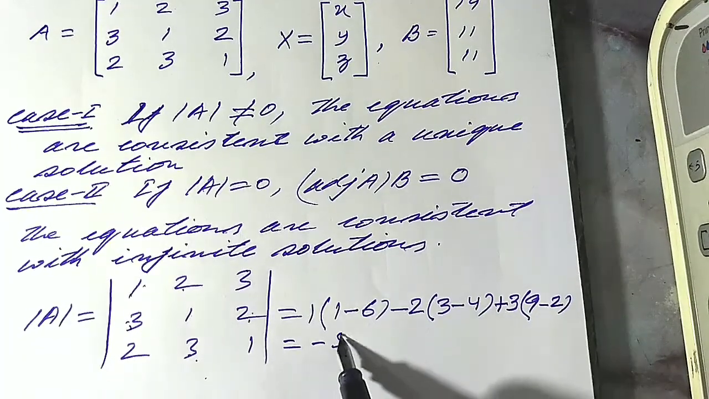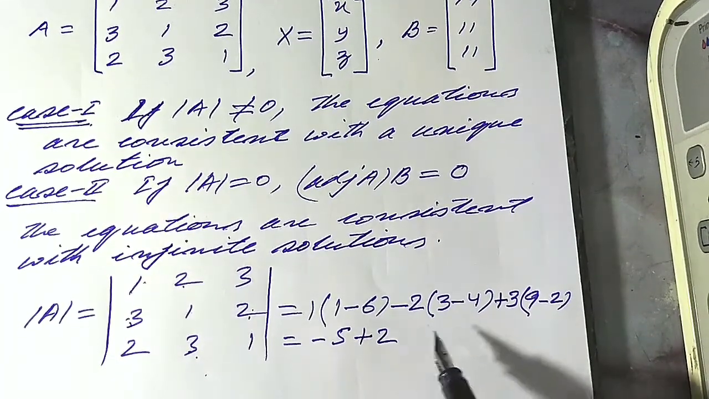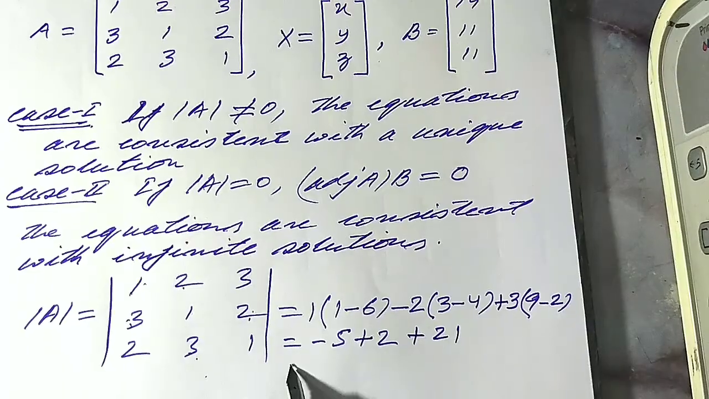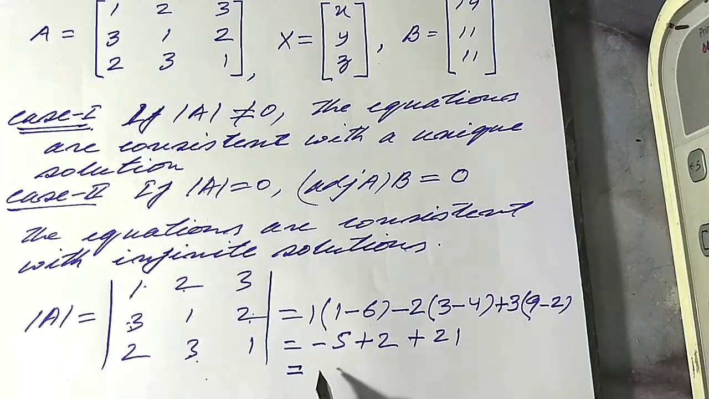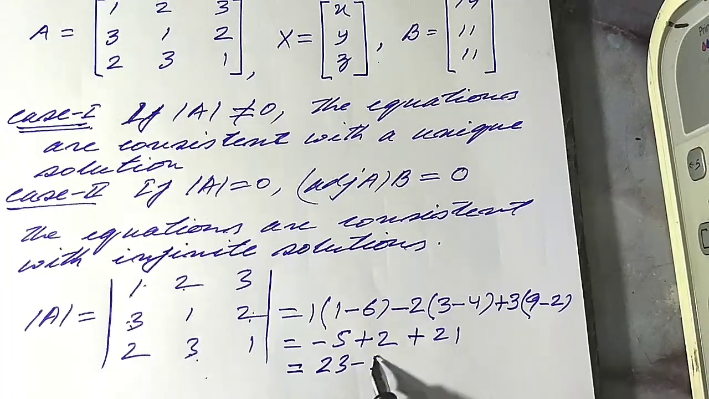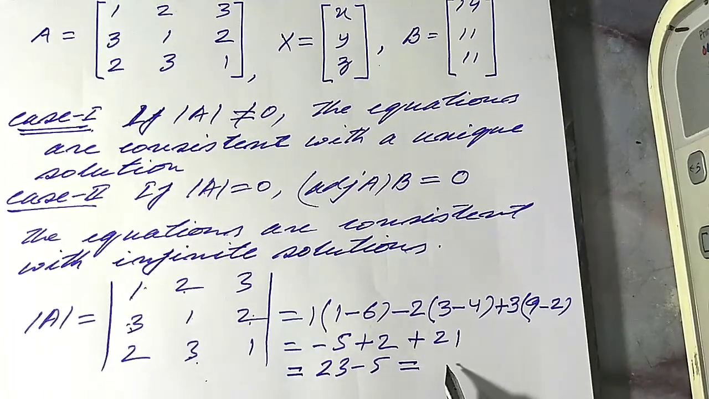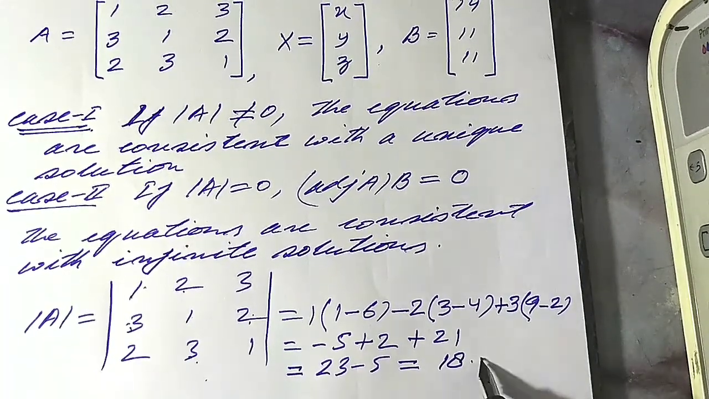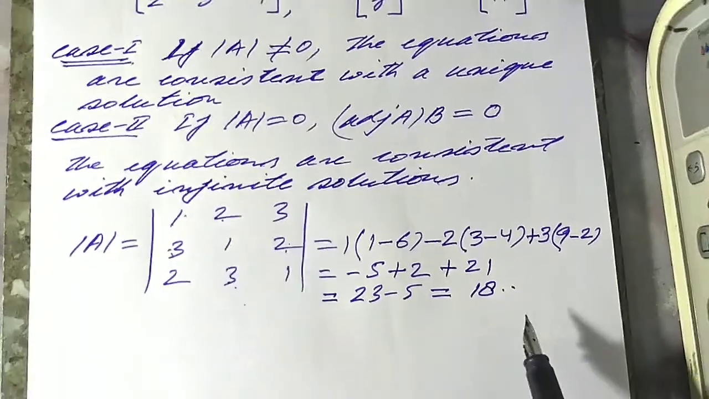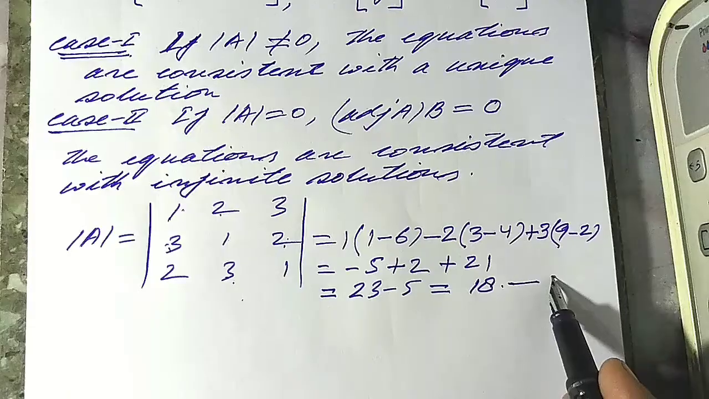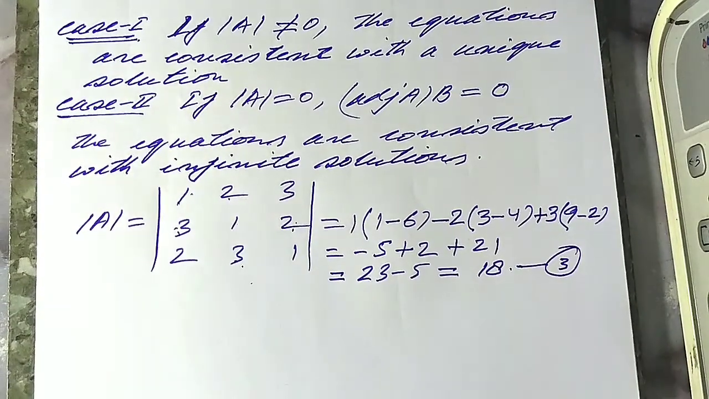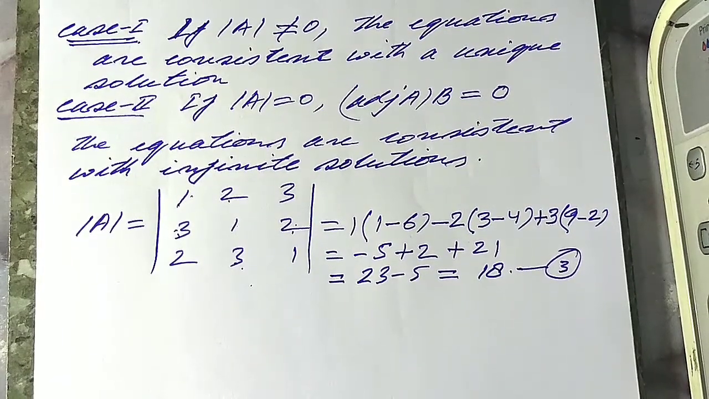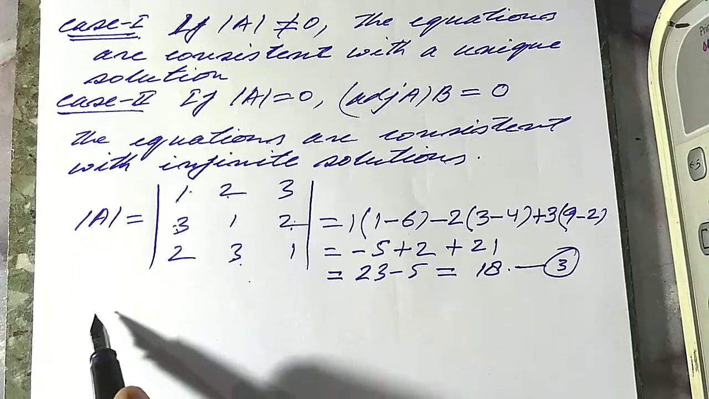So we get minus 5 plus 2 plus 21. So we have 23 minus 5, which is equal to 18. So as you see, determinant A is not equal to 0. Name it equation number 3. And because determinant A is not equal to 0, the given system of equations is consistent with unique solution. Now we may proceed.